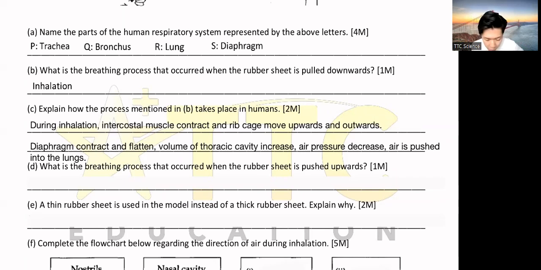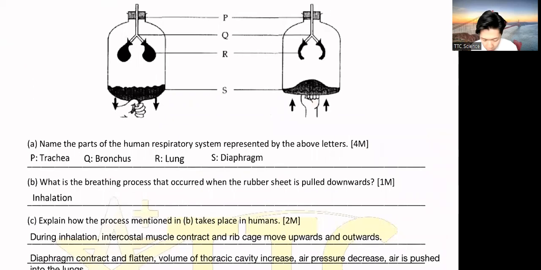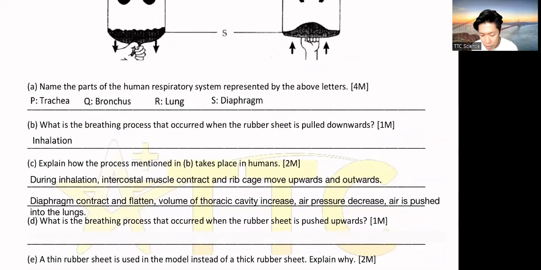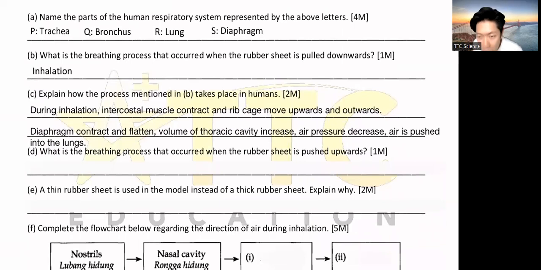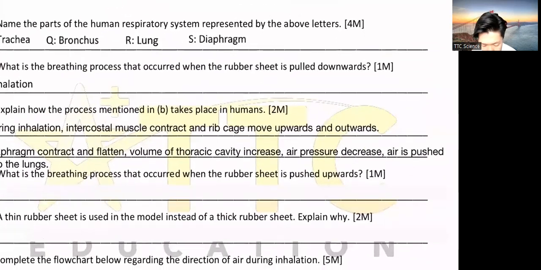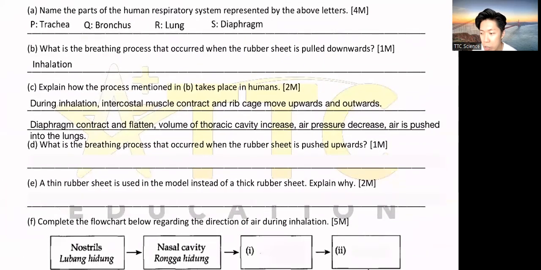Can R be alveoli? No. It's definitely lung because alveoli is very detailed. We are just talking about the main organs. Okay. What does the glass jar represent? The glass jar represents the thoracic cavity. The whole lung area is called thoracic cavity.